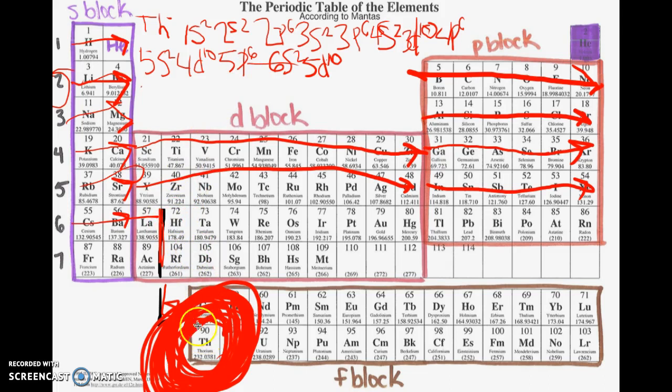So now you go down to the F block, and since it's the whole row, you jump down 2 for F. So 4F14, and then you do the P block, 6P6. Jump down one more. Okay, I'll write it out.